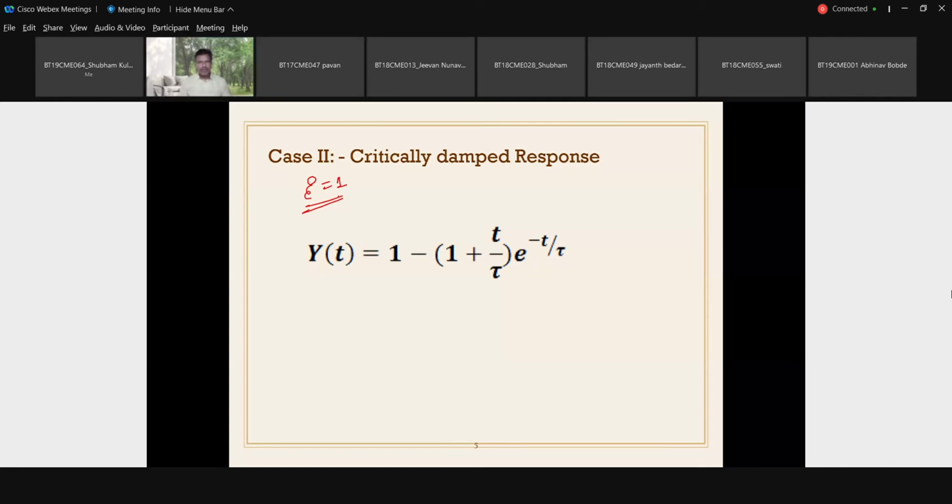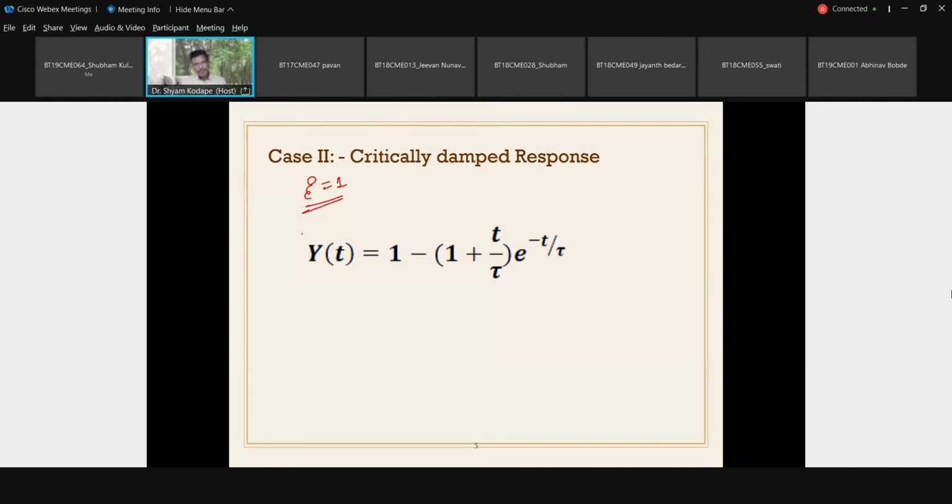Okay, that time y(t) will be 1 minus (1 plus t by tau) e raised to power minus t by tau. Again, there is no oscillation at all. So comparatively, the overdamped system, the critically damped response reaches the final value, the ultimate value, faster than that of the overdamped one.